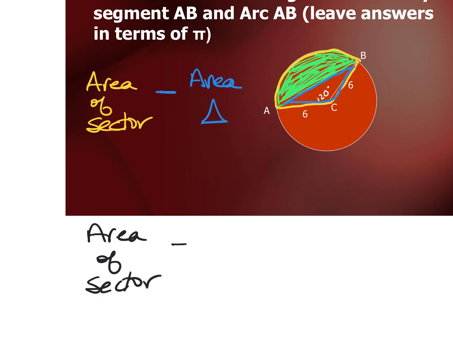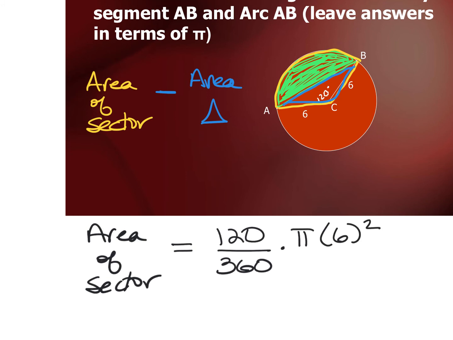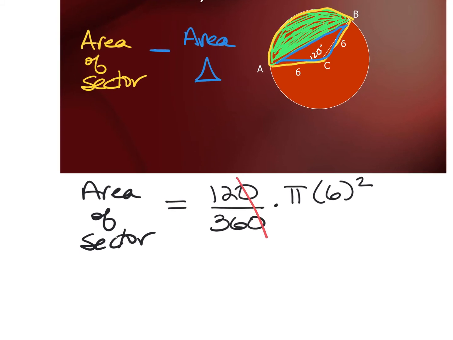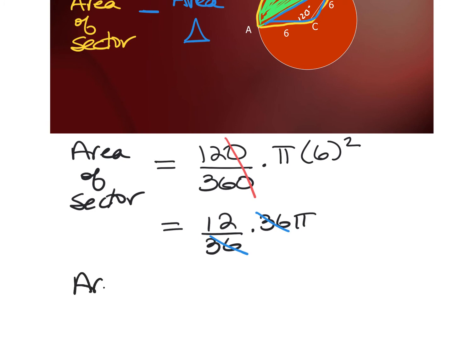I'm going to be using 120 over 360 times pi times the radius squared. This is going to give me my area of the sector. I'm going to go ahead and cut off the zeros. I'm also going to go ahead and figure out 6 squared. So I have 12 over 36 times 36 pi. Notice my 36's will cancel. So the area of the sector is just 12 pi.